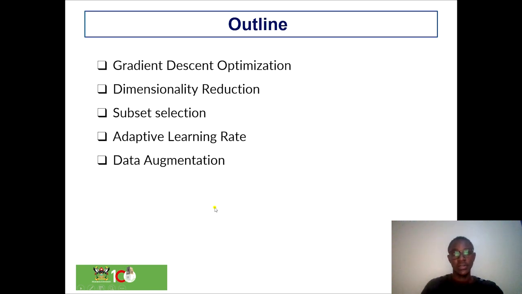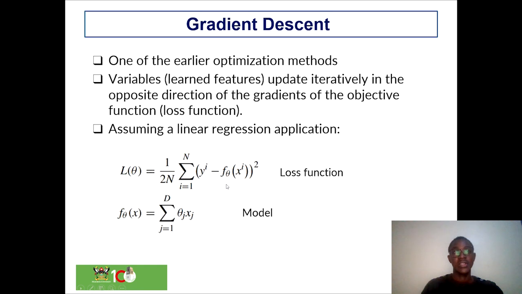data augmentation. So gradient descent is one of the earliest optimization methods. It has been here for a while, and it essentially works in a way that you have variables, which are the features you're learning from, being updated iteratively in the opposite direction of the gradients of the objective function, which is the loss function.